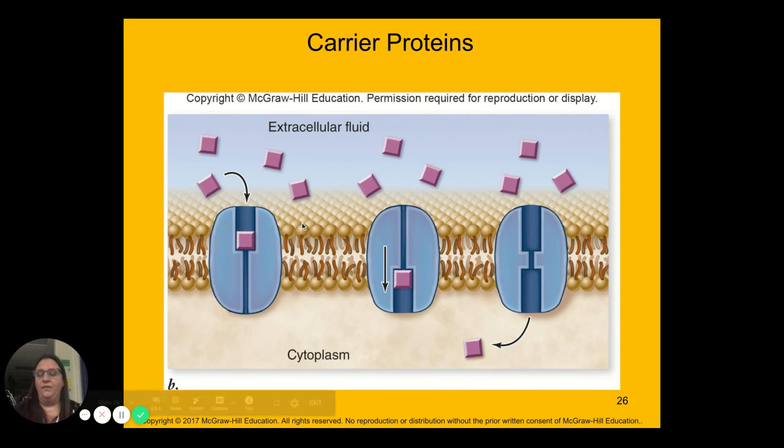So here's an example of what a carrier protein cartoon would look like. We've got some molecules that need to cross. That molecule is going to fit just right into that protein. And then because of the weight of the kinetic energy of that molecule, it's going to just basically flow right through that protein.